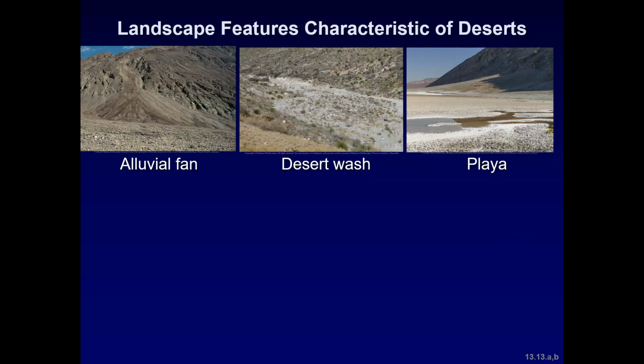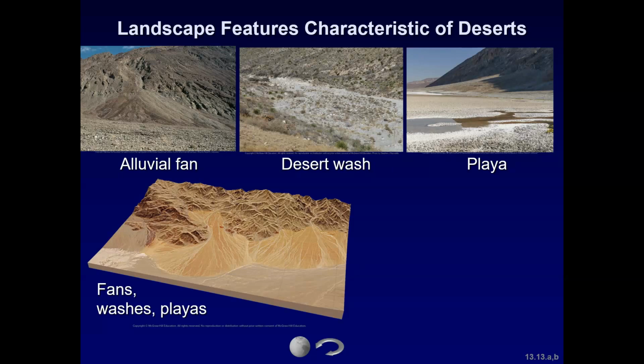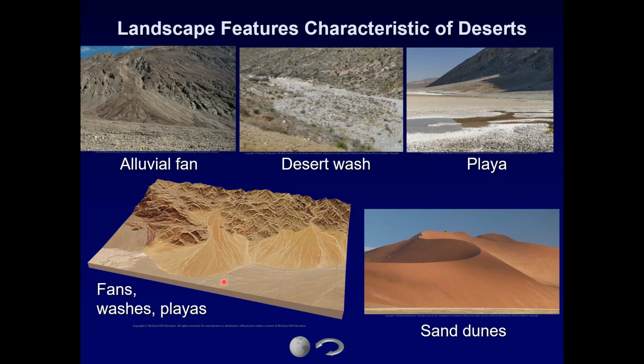A playa, that's a shallow, closed basin that receives runoff but has no outlet. And this is in Death Valley as well. So putting that together, you can see fans, washes here, and then a playa as well. And then sand dunes, because sand is not held down by vegetation in this case, and there has to be a sufficient supply of sand for them to form as well. This is in Namibia.